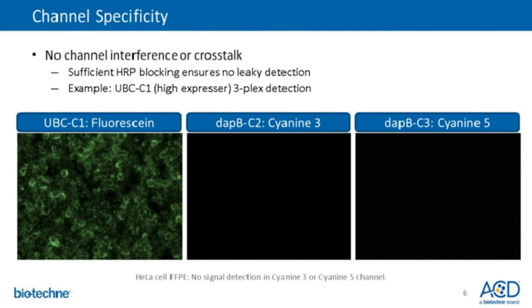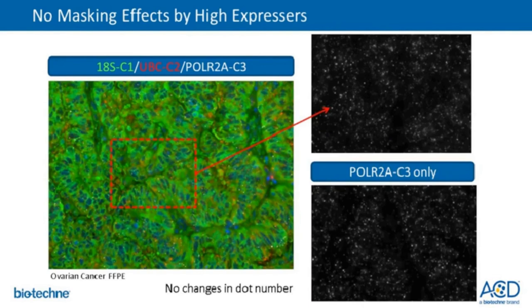As you can see here, there is no spillover of signals from the highly expressed UBC in channel 1 to the two other channels. Another question is whether high expressors might mask the signal from low expressors. So we challenged our system by doing a 3-plex assay for the highly abundant 18S ribosomal RNA, which is present in millions of copies per cell, and then the highly expressed UBC in channel 2 and the relatively lowly expressed gene POLR2A.